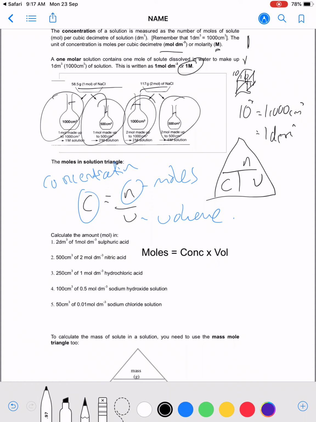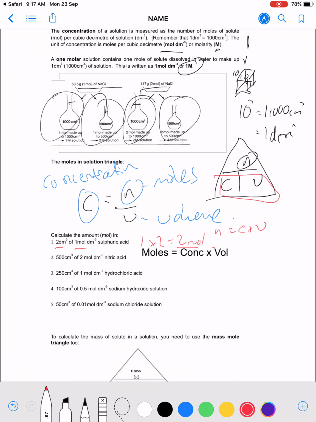Okay, so start off nice and simple. Calculate the amount in moles of 2 decimeter cubed of 1 mole per decimeter cubed sulfuric acid. Well, if we're working out n, it's going to equal C times V, isn't it? So n equals C times V from my triangle. C is concentration, which is 1, V is 2. So that's just going to be 1 times 2, which equals 2 moles.